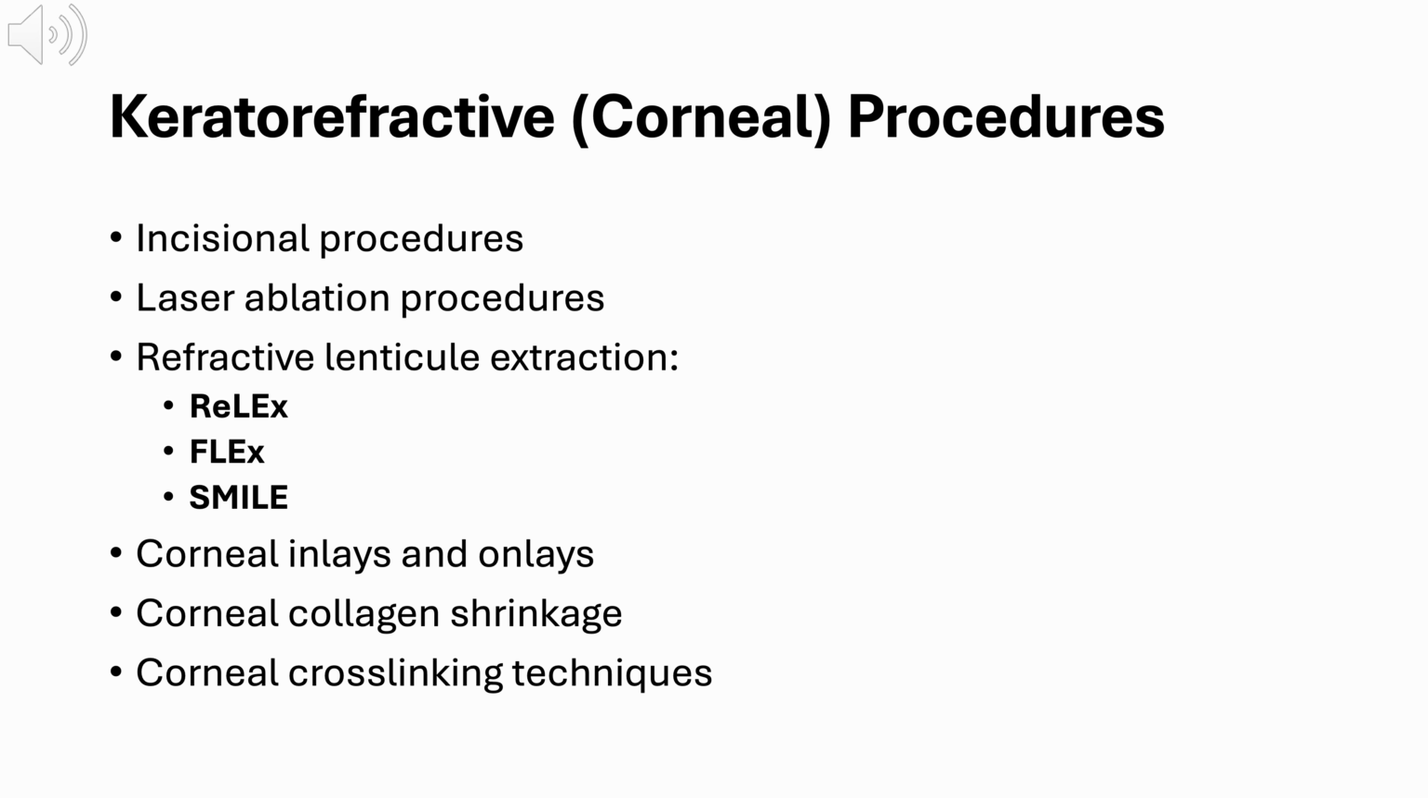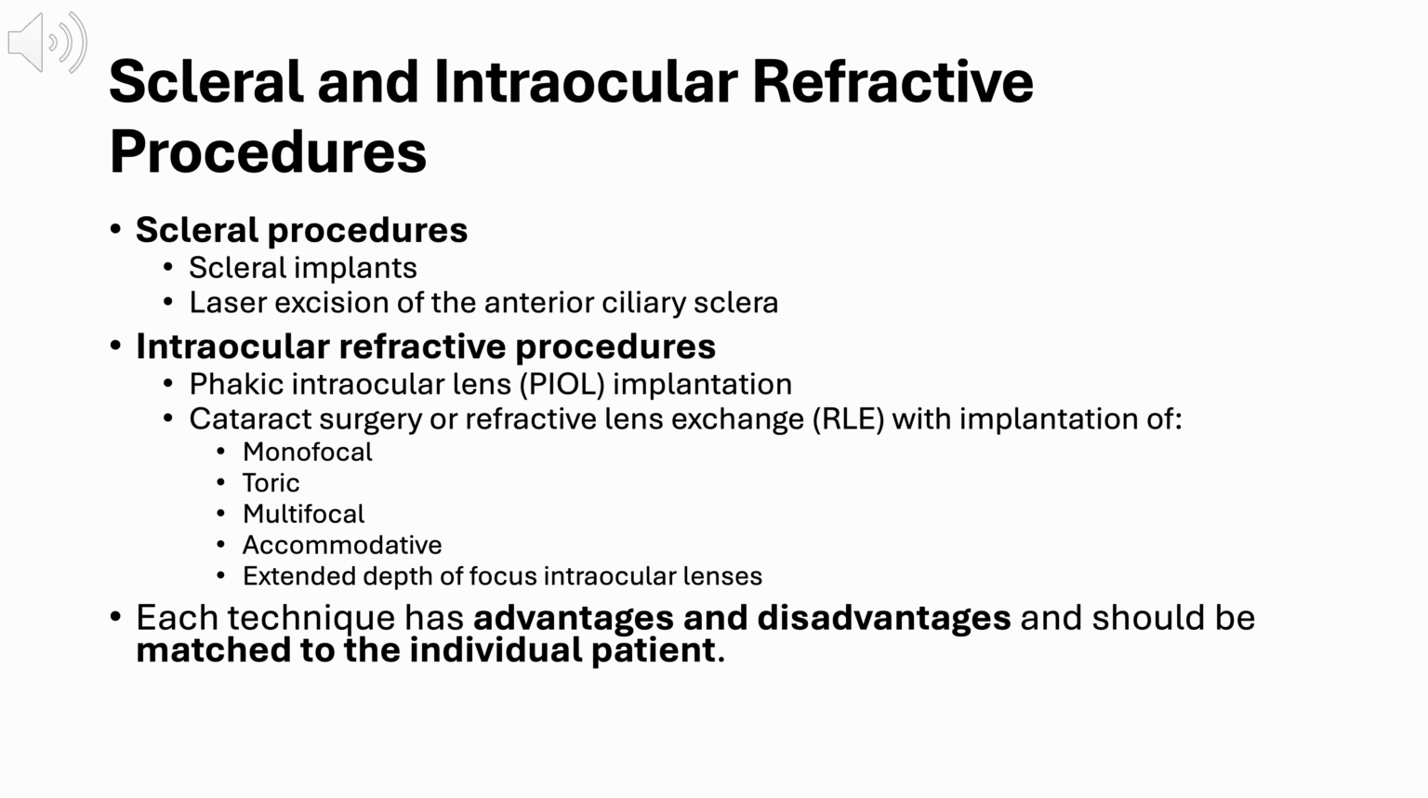In addition to these, there are corneal inlays and onlays, which modify the optical system by adding material rather than removing tissue. Corneal collagen shrinkage techniques take advantage of thermal effects to induce refractive change, while corneal cross-linking techniques focus on altering corneal biomechanics, primarily for stability, with refractive effects in select situations. We can also broaden the discussion to scleral and intraocular refractive procedures. These techniques achieve refractive change without primarily reshaping the cornea, and they come with a different set of indications and trade-offs.